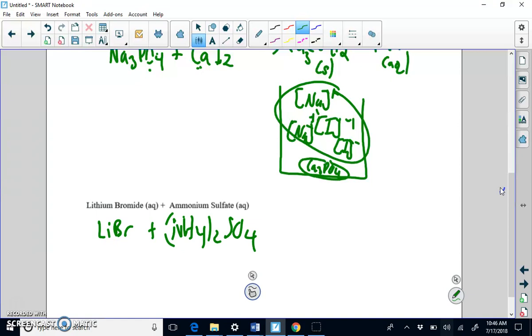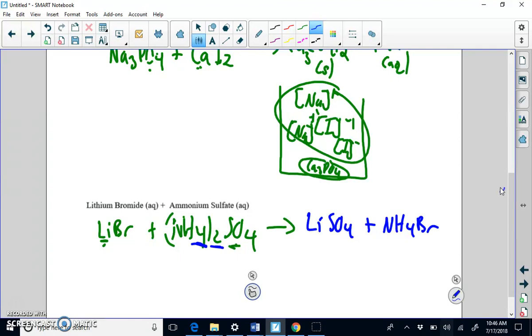So that's good. Again, we're going to mix the partners, swap the first one with the second one. So the first one in this compound is going to go with the second one in this compound. So lithium is going to go with SO4, and then NH4 is going to go with Br. Notice how I included this 4 because it's part of the polyatomic ion, but not that 2.